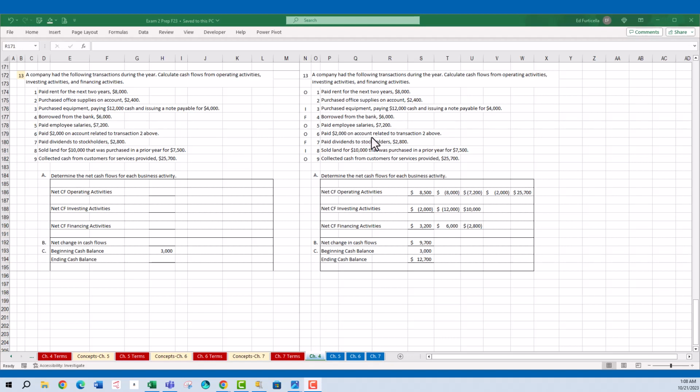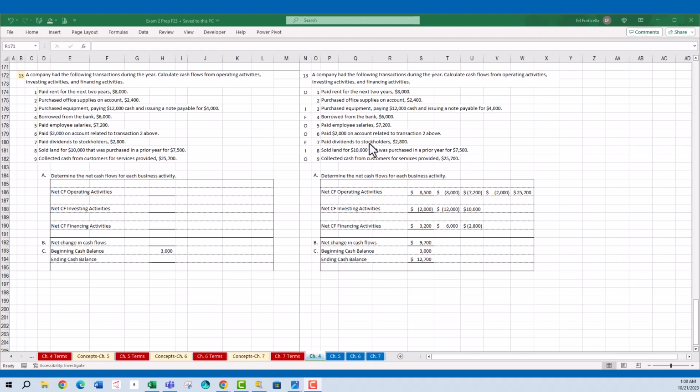Paid $2,000 on account related to transaction 2 above. So on 2, we bought supplies on account. We skipped it because there is no cash involved. In number 6, we're paying $2,000 of the $2,400 that we owe. So since we're paying cash, it's an operating activity because we're paying on account.